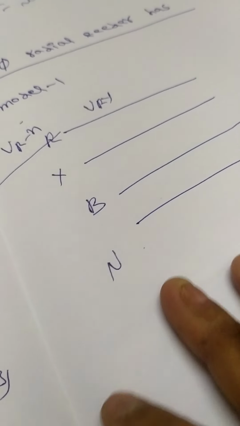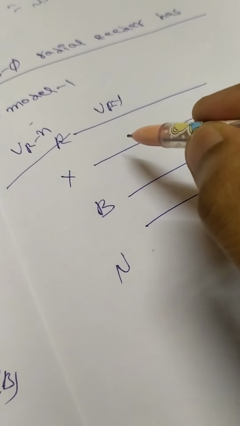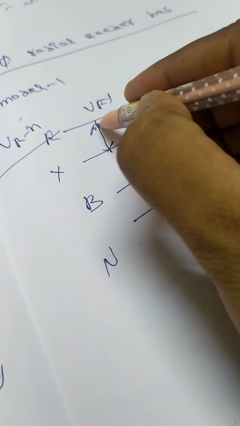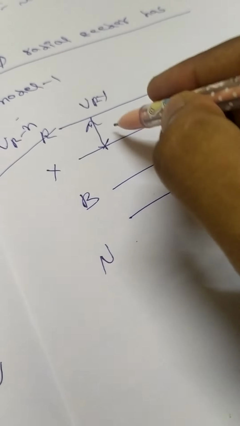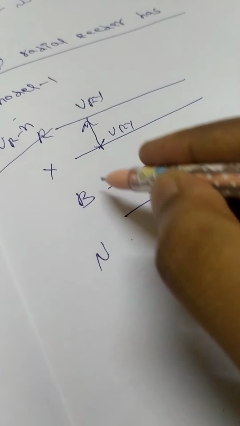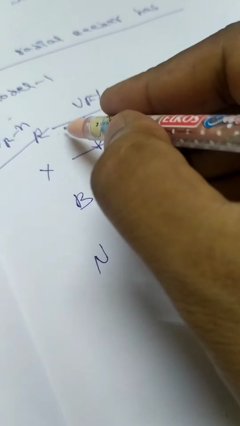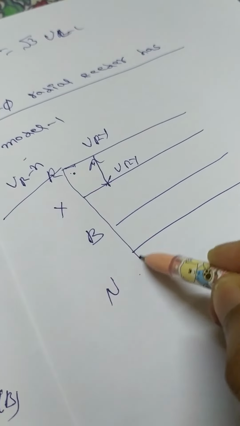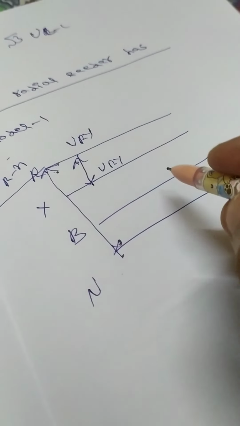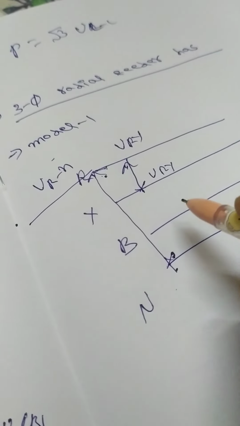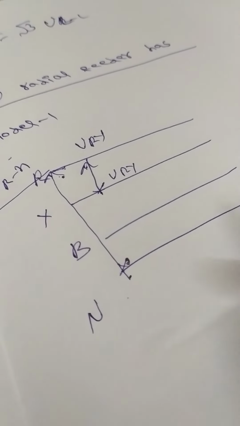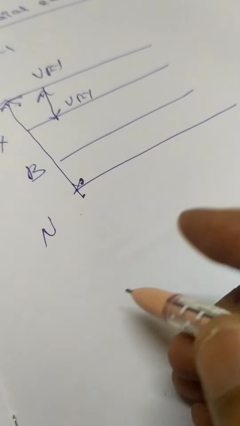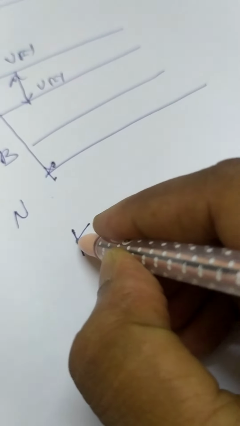Here we have to calculate line to line voltages, that is line to line voltage VRY, and line to neutral voltage VRN, which is the phase voltage. We have to calculate these also. For that, we want to know the basic formulas.